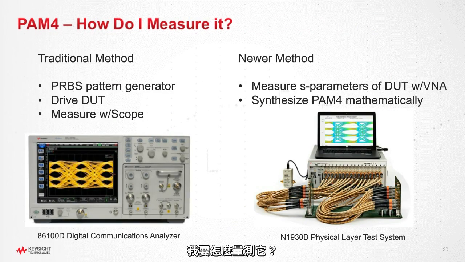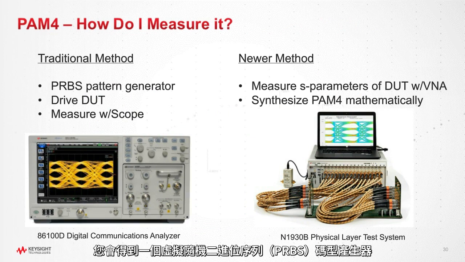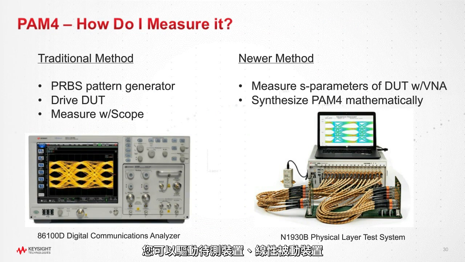How do I measure it? Traditionally, what's been done is you get a pseudo-random binary sequence pattern generator. You drive your device under test, your linear passive device. You measure the output of your device with an oscilloscope, like this 86100 DCA, and you get your PAM4 eye, and you can do all the eye analysis that you typically would want to do.